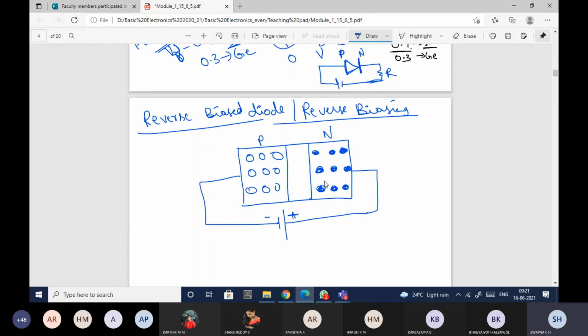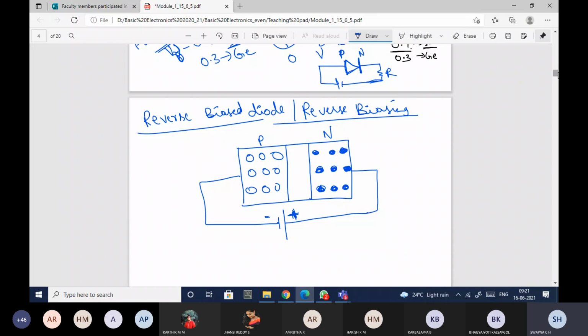Just try, it's okay, no problem. Even if you're wrong, I don't mind, but trying is important for me. Question? Can you repeat the question? The question is: now P is connected to negative and N is connected to positive. So what happens here?